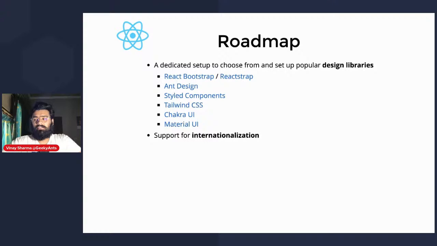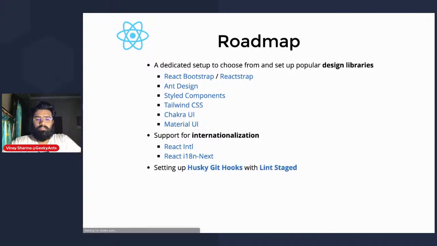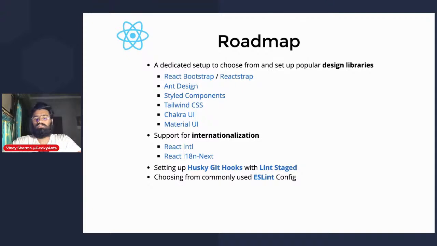And then we have support for internationalization. Usually the applications that we build these days are built at a global level. So we also need to make sure that the apps are internationalized. So Rapid React is going to provide support for both React Intl and React i18next. And to maintain better code quality, if you want to set up Husky Git hooks with lint-staged, Rapid React is also going to add support for that. And also, usually we work with Prettier and ESLint configs. So if you want to choose from any commonly used ESLint config, such as this one, even that can be a future feature.